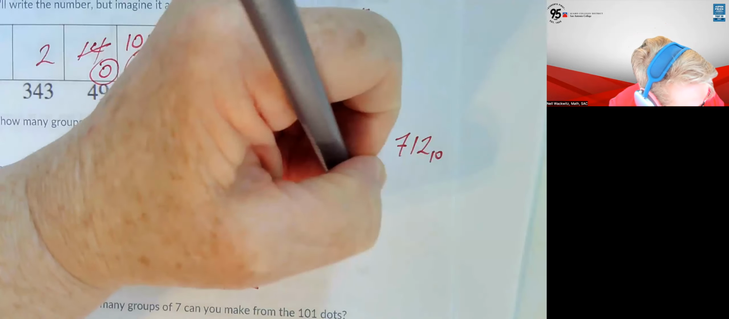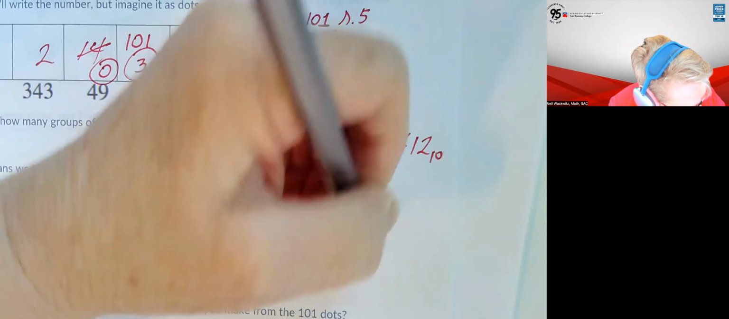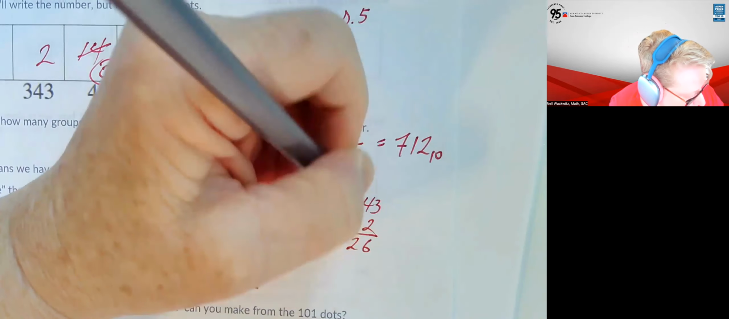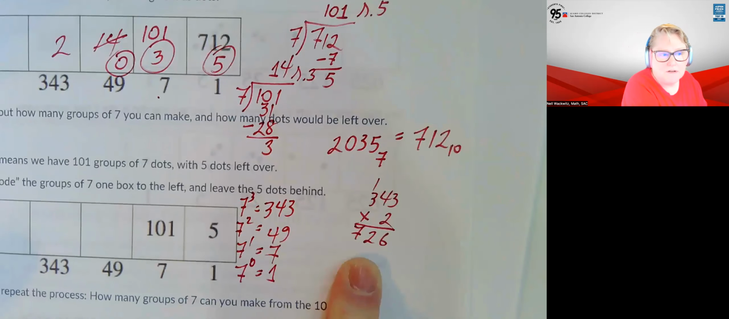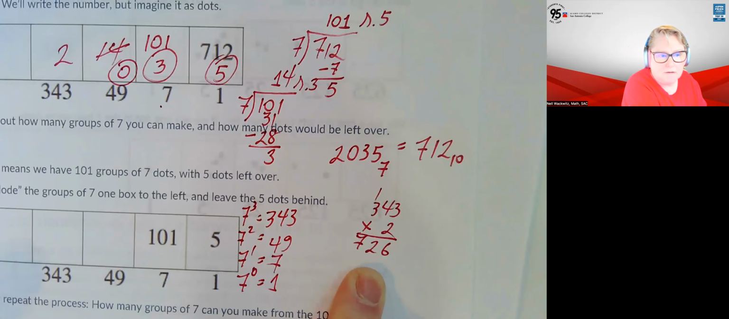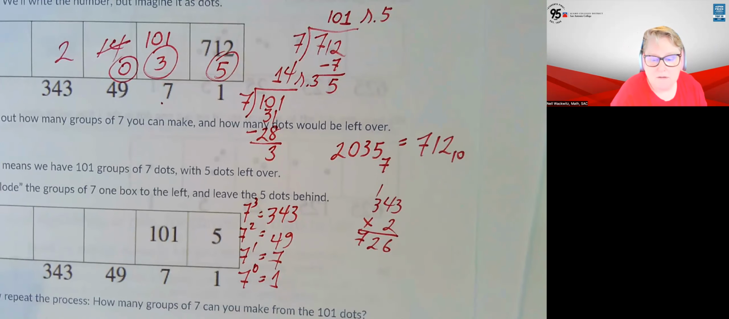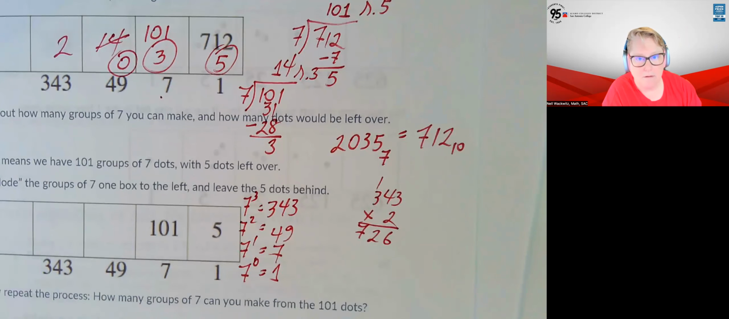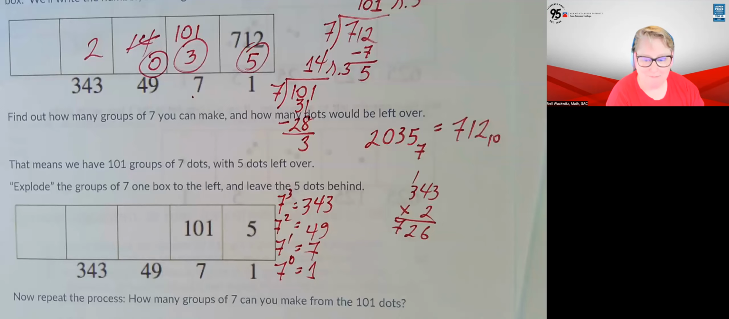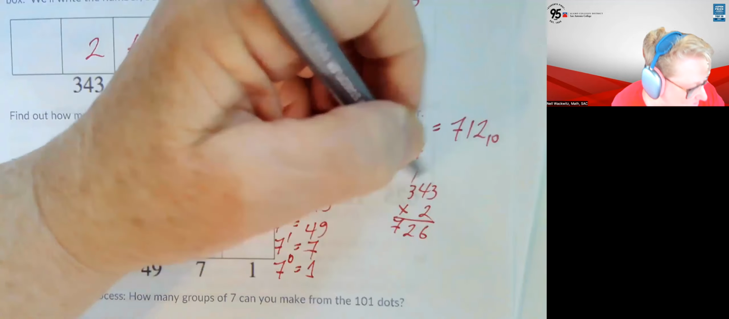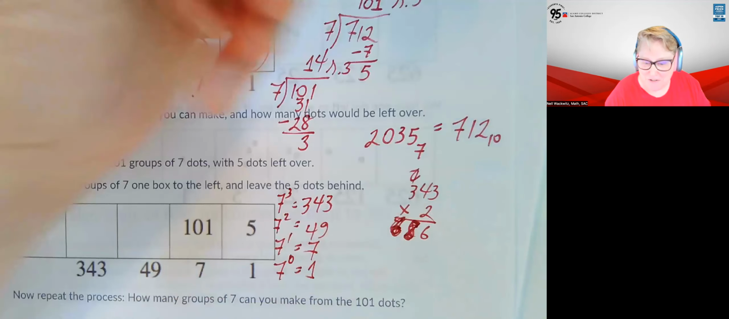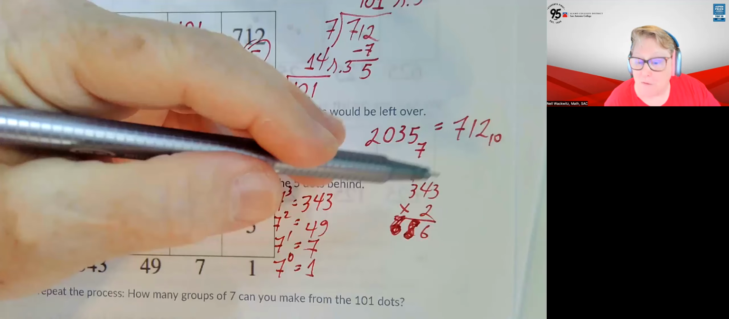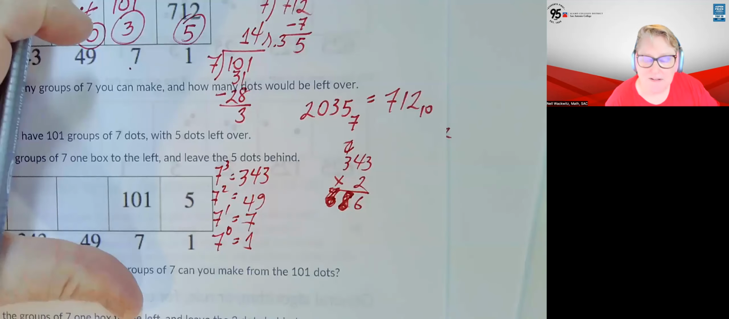Let's see. 343 times 2 is 7. Oh, that's interesting. So maybe we made a mistake. This says that only one... yes, 4 times 2 is 8. 2 times 3 is 6. And yes, we do have 2 343s that fit into 712.